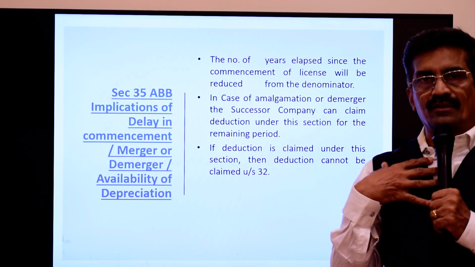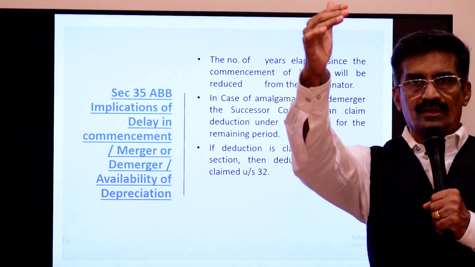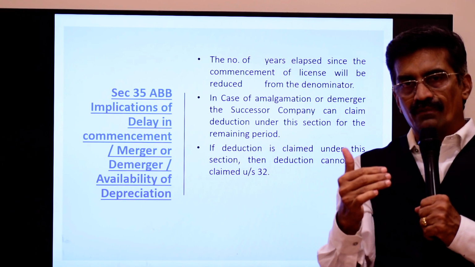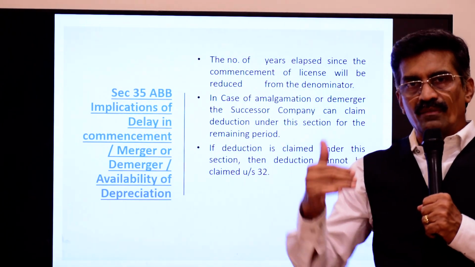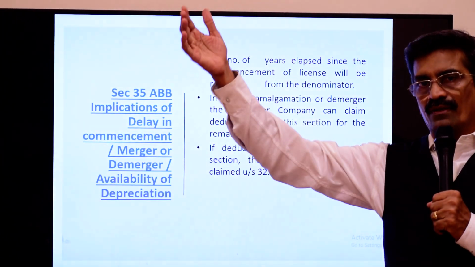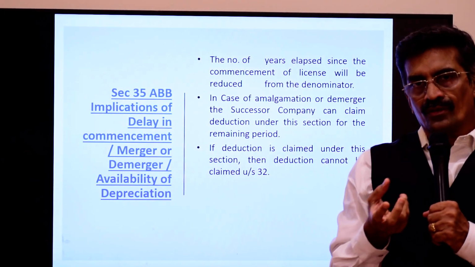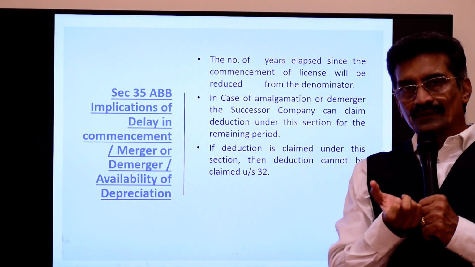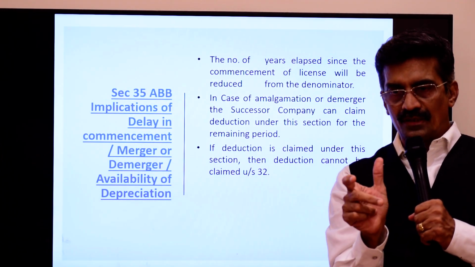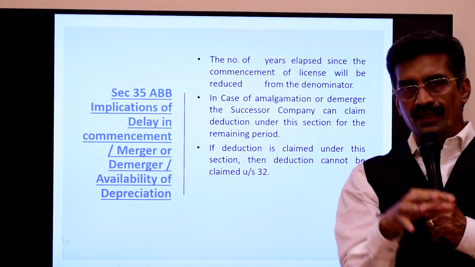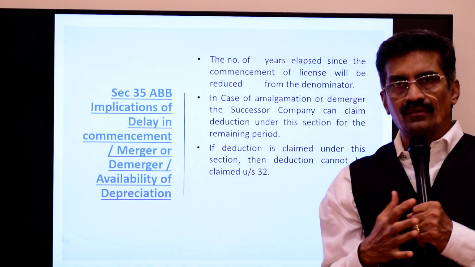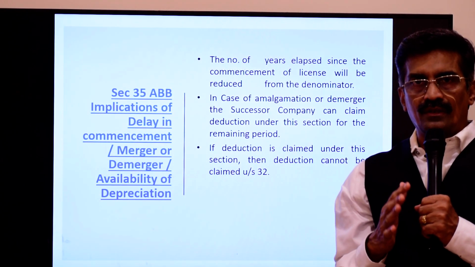How many years have elapsed in my example? 2 years. Therefore, the 1,000 crores instead of being available over a period of 10 years will be available by 1,000 divided by 10 minus 2, 8. That means from 2 years hence, from now, I'll get 125 crores deduction for a period of 8 years. So what 35A tries to do is, it keeps the numerator as amount actually paid, the denominator is the number of years of the license. If there is a delay in the commencement, we adjust the denominator so that during the period of amortization, you get all the deduction.